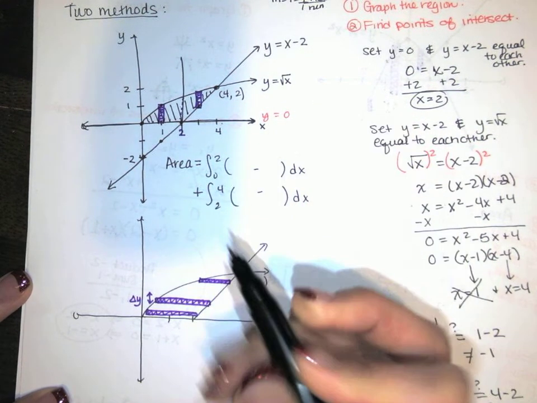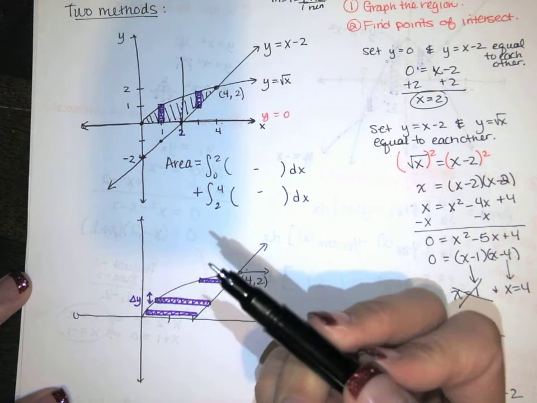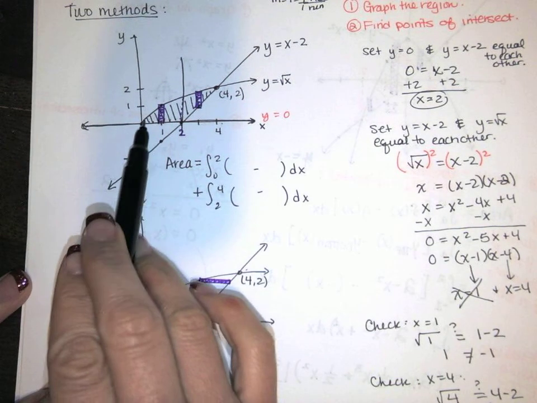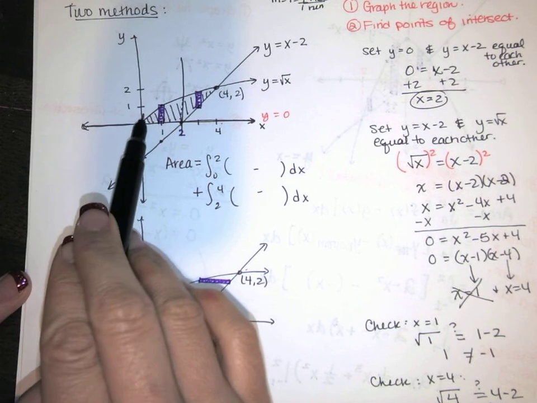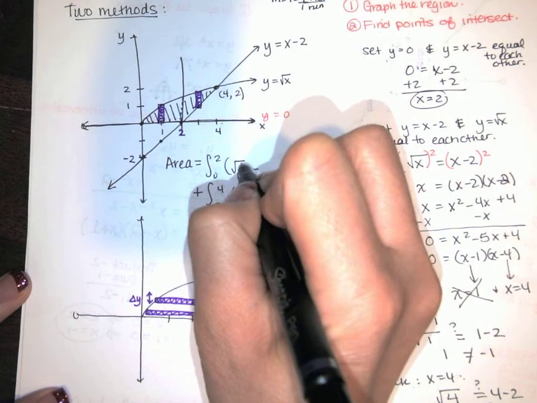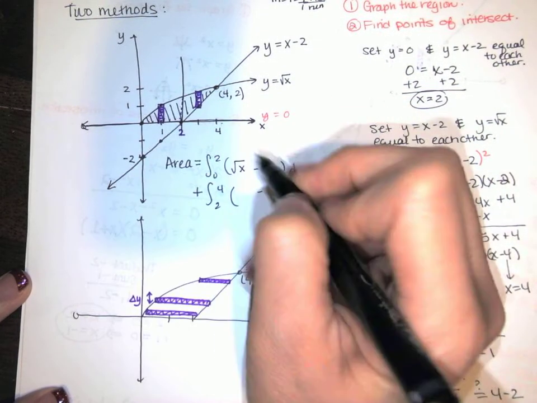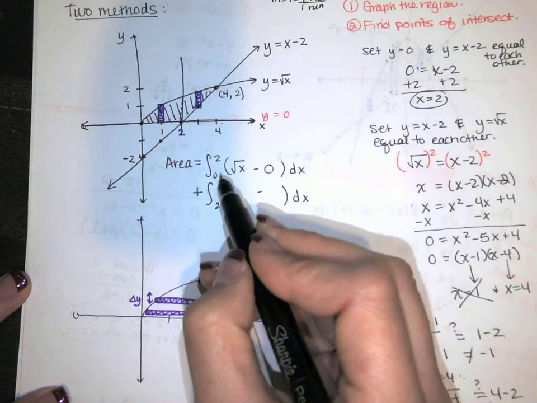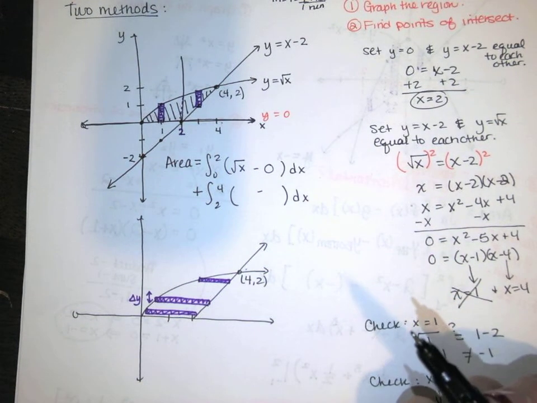For each of these, we need a top function and a bottom function. For this first interval, for x between 0 and 2, the top function is just y equals the square root of x, and the bottom function is just y equals 0. So we're just taking this y and subtracting that y, and we get square root of x minus 0, so just square root of x.